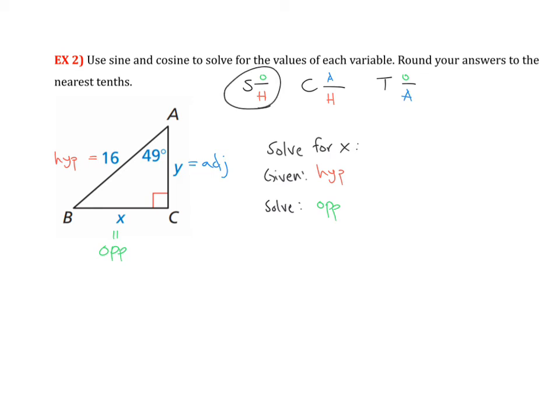Okay, so let's go ahead and write down the ratio for sine. Sine of angle A will be equal to the opposite leg divided by the hypotenuse. Substituting all of our values in, we have sine of 49 degrees is equal to the opposite side, which was x, divided by the hypotenuse, which is 16.